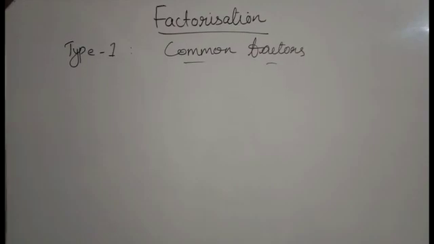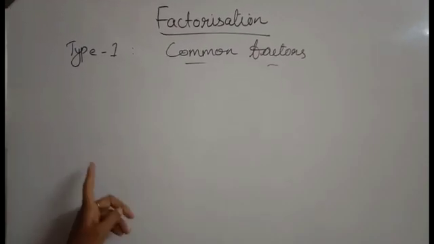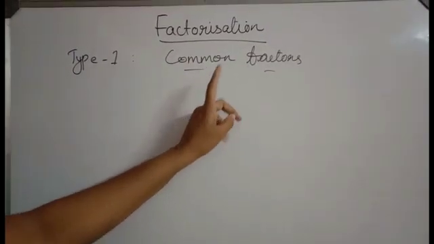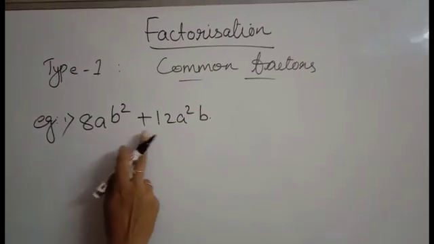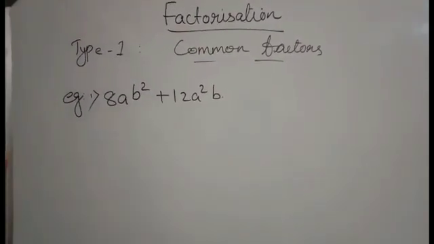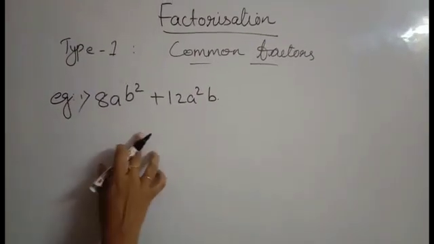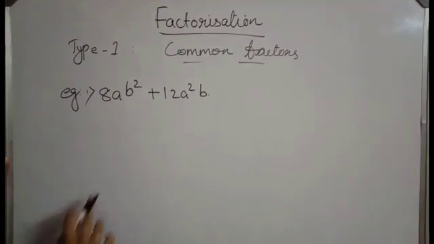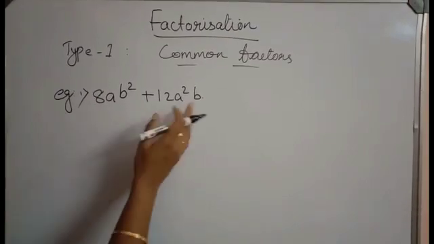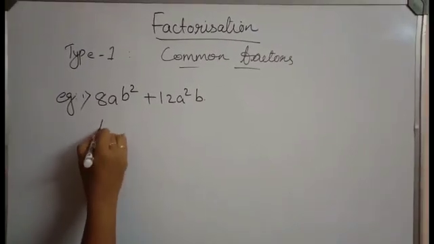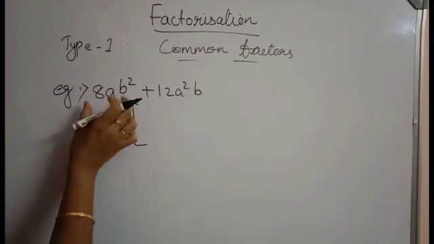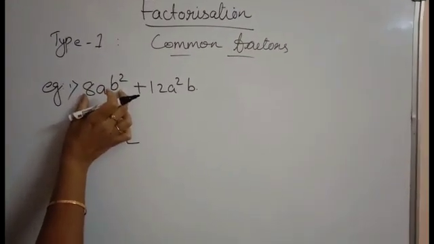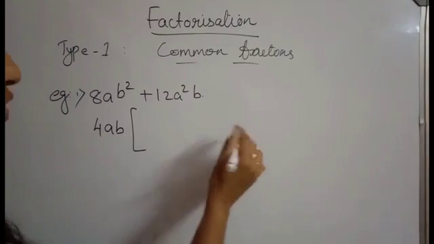Let's study about three types of factorization. The first one is by taking out the common factors. Let's consider an example: 8ab square plus 12a square b. If you look at these two terms, we can say that 4ab is common. So you have to take 4ab outside. When you take 4ab outside as a common term, we have to find out what will be the remaining term here, and the same way for the next expression also.